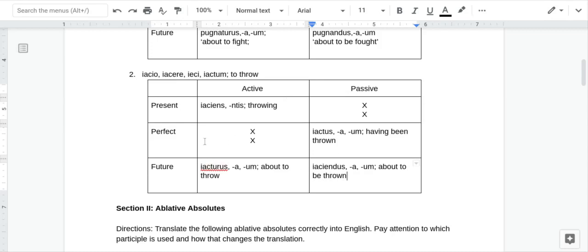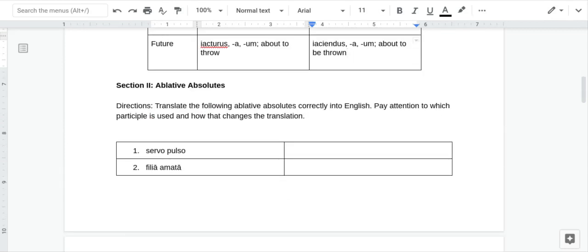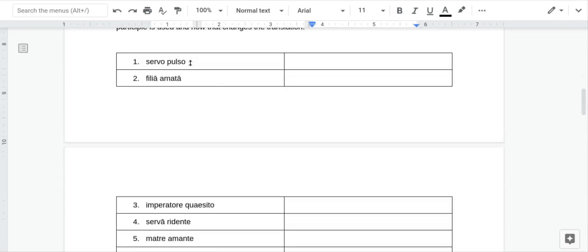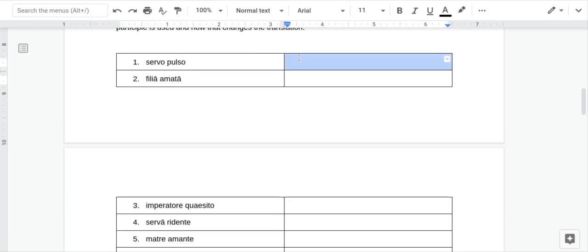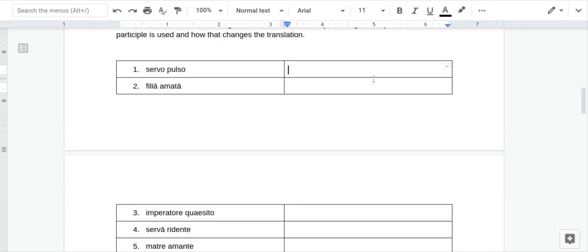All right, let's go to section 2, which was ablative absolutes. All right. So an ablative absolute is a noun and a participle in the ablative case. It should all translate as with. So instead of typing them, I'm just going to read them out.